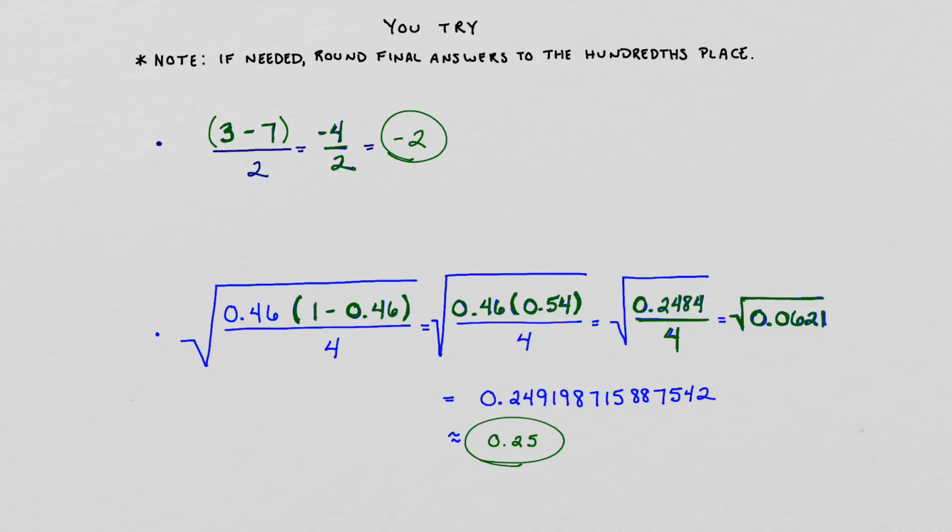So for our first solution, we're going to first take care of that subtraction in the numerator to get -4, and then we'll take care of that division of 2, so our final result should give us -2. For our second problem, we'll go ahead and take care of the subtraction of 1 minus 46/100 first, and that's going to give us 54/100. Then we'll go ahead and multiply that with our 46/100 in our numerator to get 2,484/10,000. We'll divide that by 4 to get 621/10,000. And then taking that square root and rounding to the hundredths place, we're going to go ahead and get 25/100.